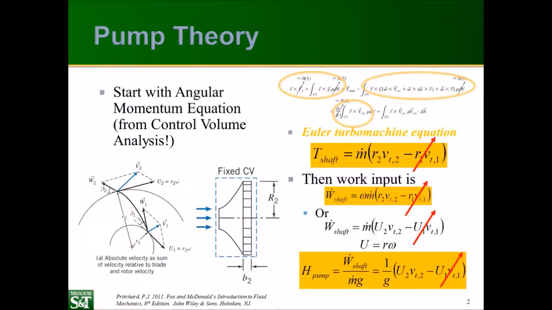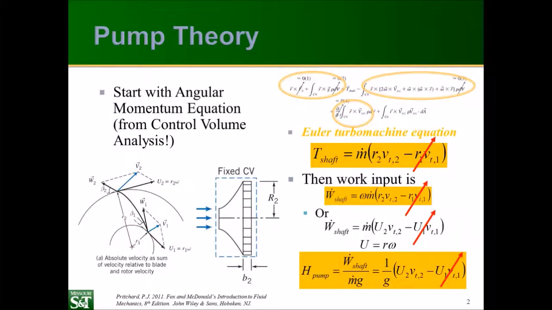Now, this makes all the equations much simpler because now we only need information from the outer edge of the rotor, not the inner edge. But it's important to remember that this entire analysis is very idealized. We've neglected friction, we've neglected a lot of effects to come up with sort of an ideal pump.